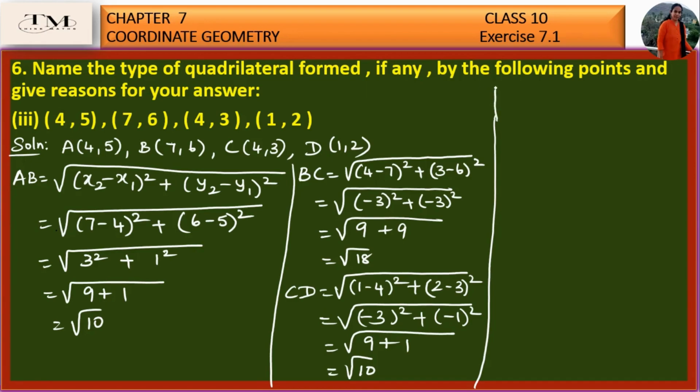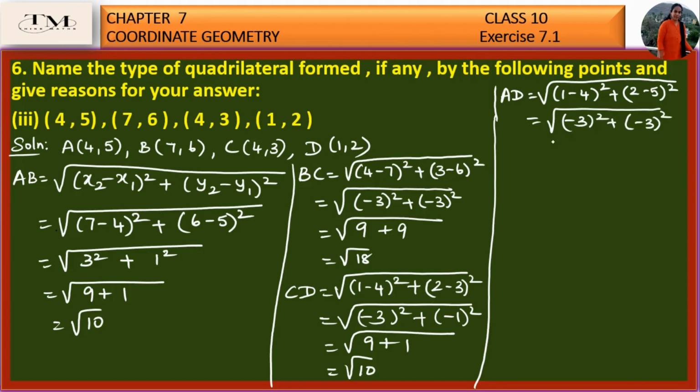Next we will find AD. AD is equal to square root of 1 minus 4 whole square plus 2 minus 5 whole square. So 1 minus 4 is minus 3 whole square, and 2 minus 5 is minus 3 whole square. So you will get minus 3 whole square is 9 and also minus 3 whole square is 9. So root of 9 plus 9 is nothing but root 18.